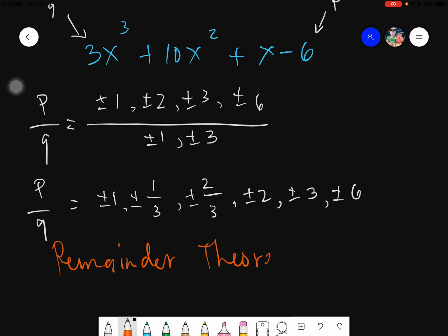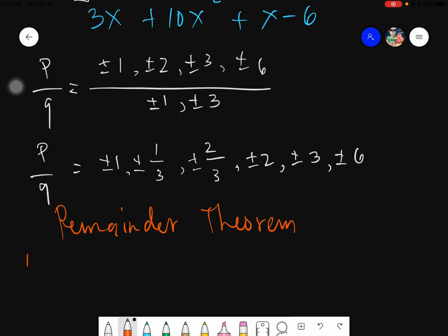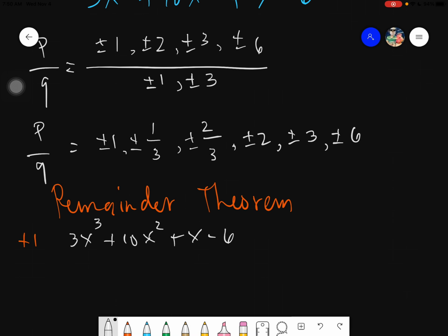Okay, remainder theorem. So under remainder theorem, I just simply have to pick one, either positive 1, negative 1, positive 1/3, negative 1/3, positive 2/3, negative 2/3. Okay, so first maybe let's try positive 1. So using positive 1 in the remainder theorem, you will have 3x cubed plus 10x squared plus x minus 6.